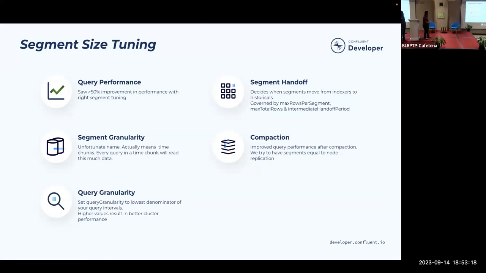First we changed our segment granularity. I personally don't really like this name because it looks like it has something to do with segments, but in fact it means time chunks within which Druid divides its data. Earlier we had segment granularities of 15 minutes and we went down to 10 minutes. Any query that you get within a time chunk will query all segments within that time chunk. So if you have a segment granularity of 1 hour, but you want to query data for 1 minute, you will still look at all segments of that 1 hour.